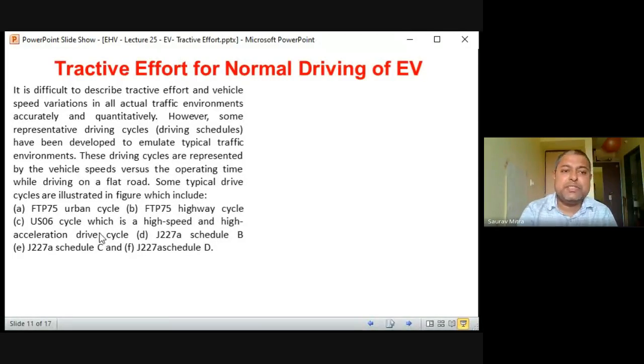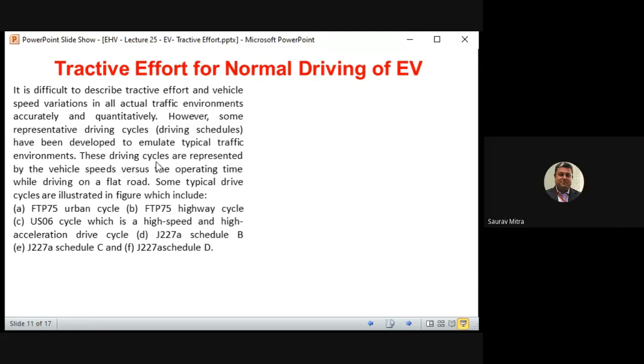And we have found how much the tractive effort is for every one of these cases. It is difficult to describe tractive effort for vehicle speed variations in all traffic environments, but some of them are captured. However, some representative driving cycles, these different standard driving cycles in New York, are captured. So they have been taken to emulate the typical traffic environments. These driving cycles are represented by vehicle speed versus operating time while driving on a flat road, and some typical driving conditions are this.